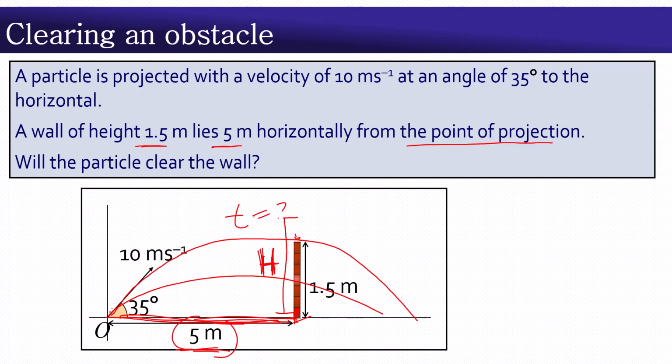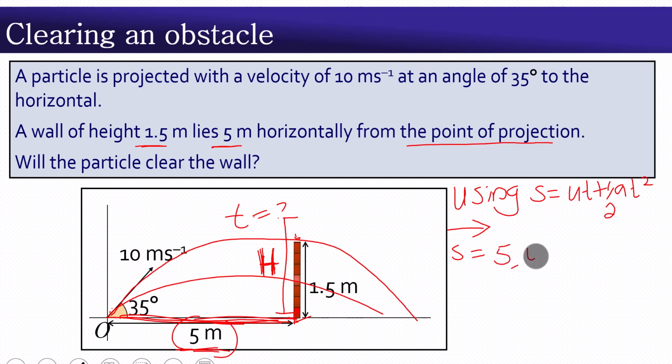Actually, we can even calculate it from here using the second equation of motion, which is S equals ut plus a half at squared, and we are considering horizontal motion. We know that S is equal to 5 meters. Then we know that u is equal to 10 cos of 35 degrees. We know that the time is what we are looking for, and acceleration is equal to 0. So using this information, we can get time. Let's go to the next slide.